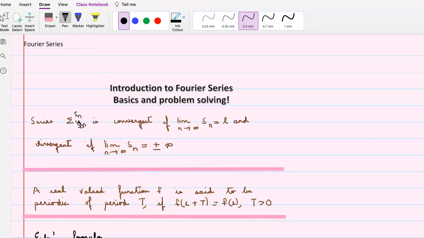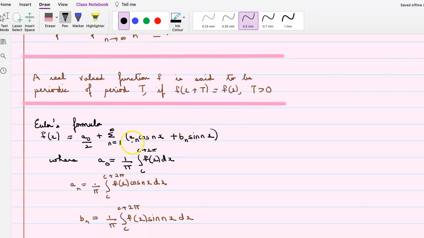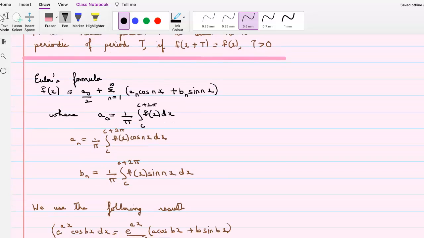Now a real valued function f is said to be periodic of period t if f of x plus t equal to fx, where t greater than 0. We have the Euler's formula which states that fx equal to a0 by 2 plus summation n taking value 1 to infinity an cos nx plus bn sin nx, where a0 is 1 by pi integral c to c plus 2 pi fx dx, an is 1 by pi integral c to c plus 2 pi fx cos nx dx, bn is 1 by pi integral c to c plus 2 pi fx sin nx dx.